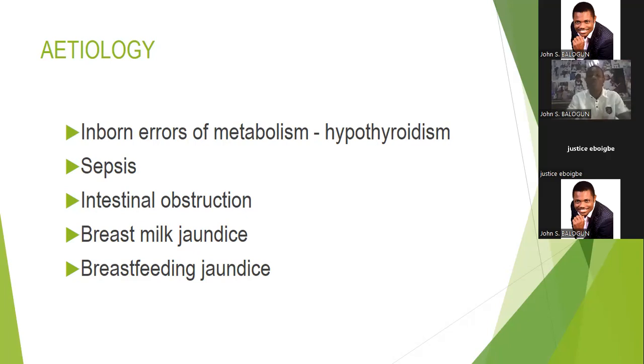Now, intestinal obstruction, by the same process that we have talked about, is anything that prevents meconium from being passed. Meconium contains a very high level of bilirubin, and the bilirubin it contains is non-conjugated bilirubin. So because of that, it is very easy for what we call enterohepatic circulation, that is, from the intestine back to the liver. So that can cause hyperbilirubinemia.